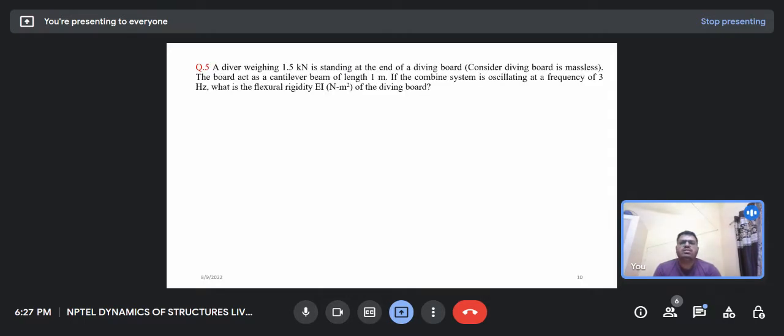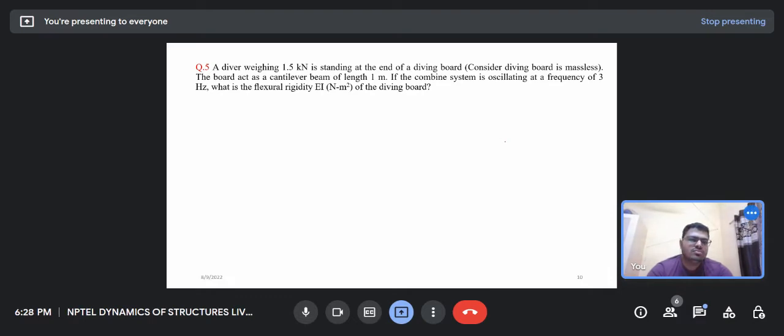Now we have come to a question. A diver weighing 1.5 kilonewton is standing at the end of the diver board. Considering the diver board is massless, the board acts as a cantilever beam of length 1 meter. If the combined system is oscillating at a frequency of 3 hertz, what is the flexural stiffness of the diver board?